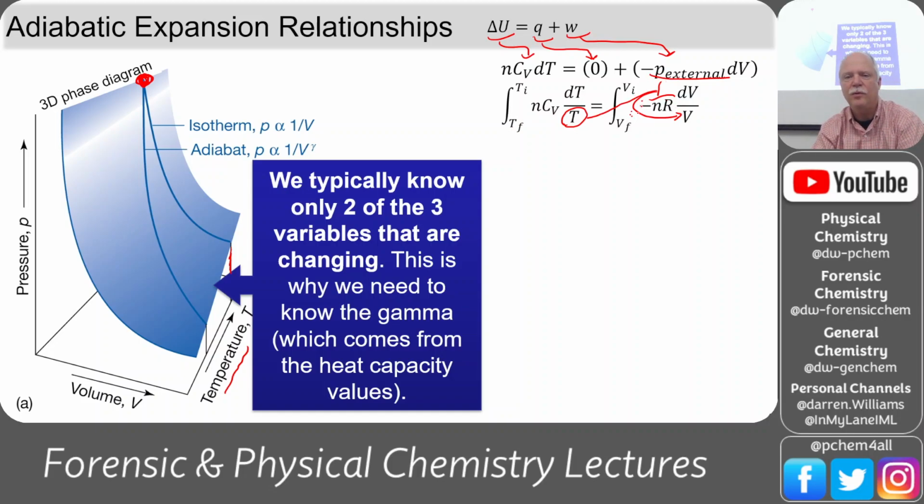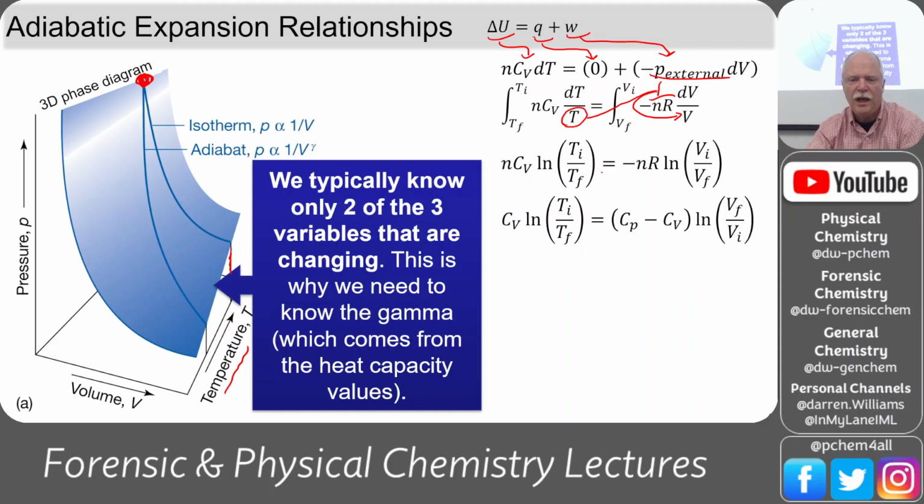And now it's very simple. We can integrate both sides. This is a very simple integral. The integral of dx over x is the natural log of x, and we evaluate that at both limits. The natural log of the initial temperature minus the natural log of the final temperature would be the ratio of those. And the same here, the natural log of the initial volume and the final volume would be the ratio of those. So here our integration is finished, and then we can move some things around.